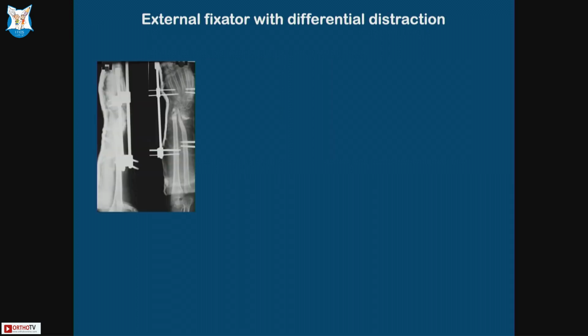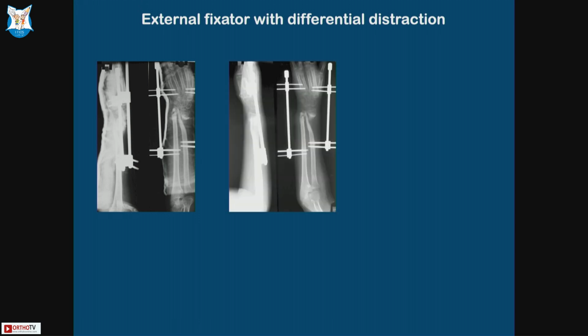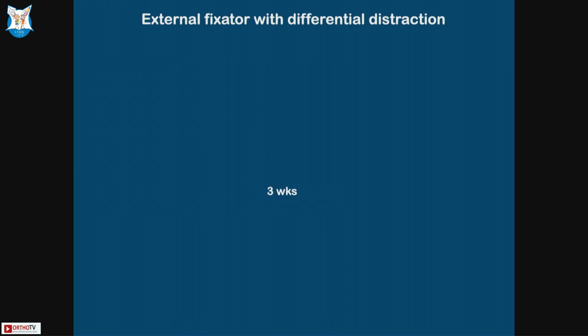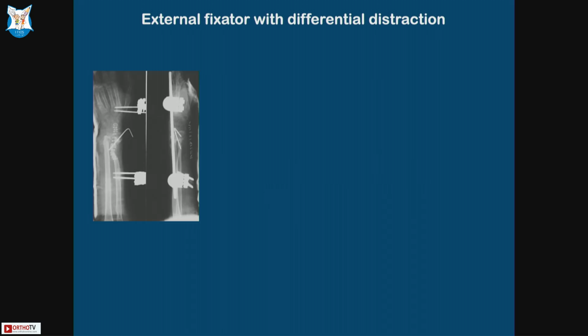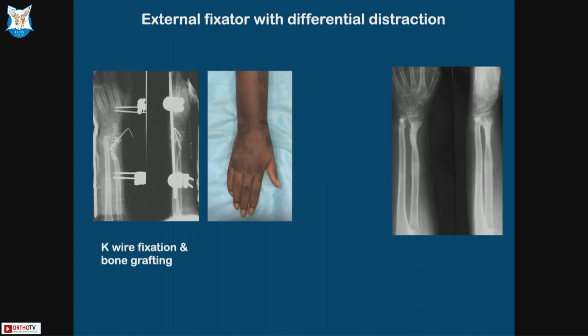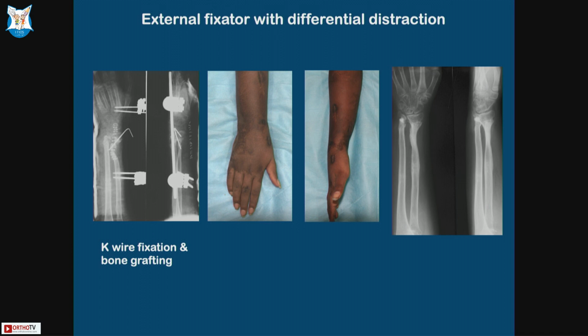What I did was an external fixator with differential distraction, both ulnar side and radial side, pulled it out to some sort of length at 3 weeks, and then did grafting and K-wire fixation. At 6 weeks, it had healed well, and 3 months later, he had a good result.